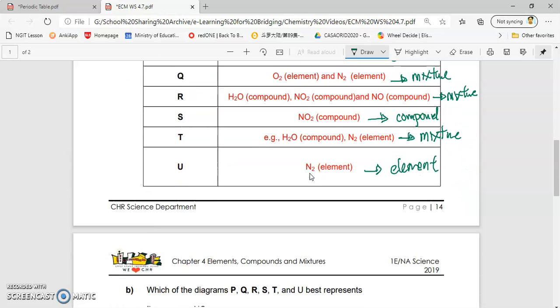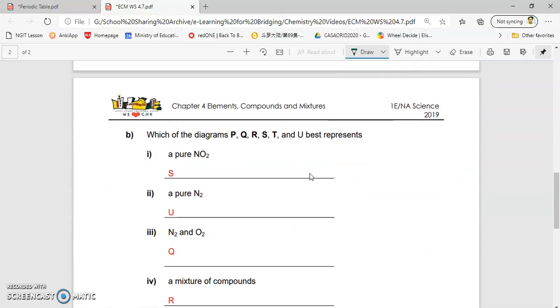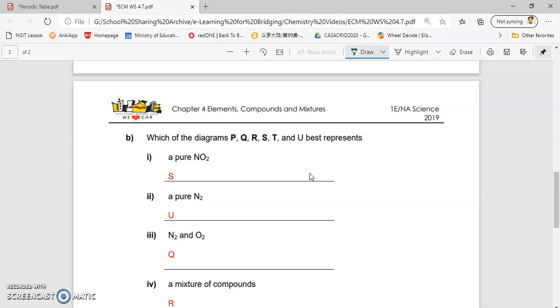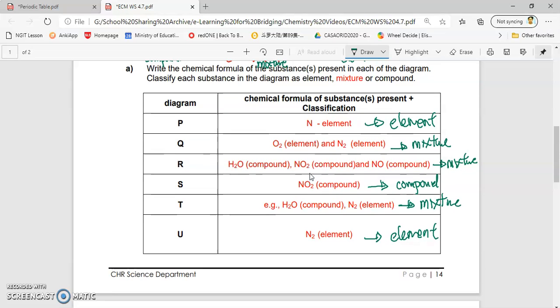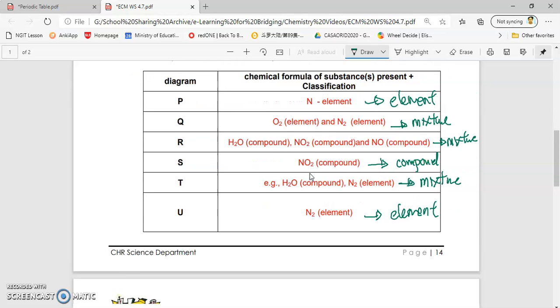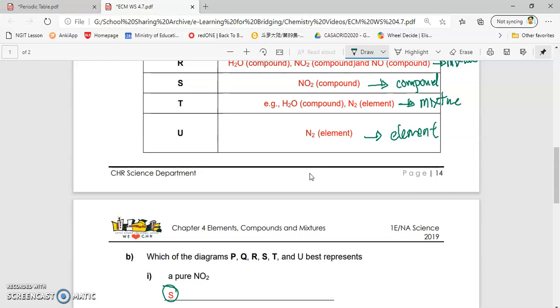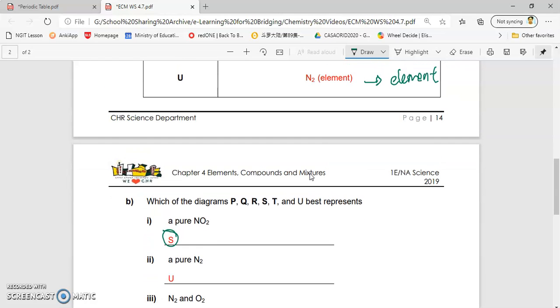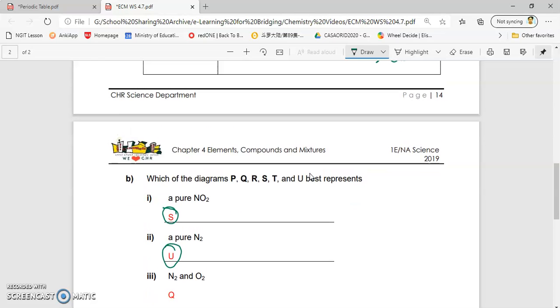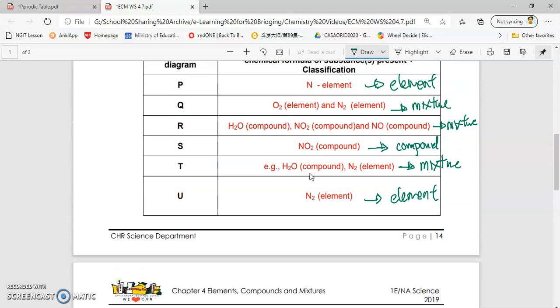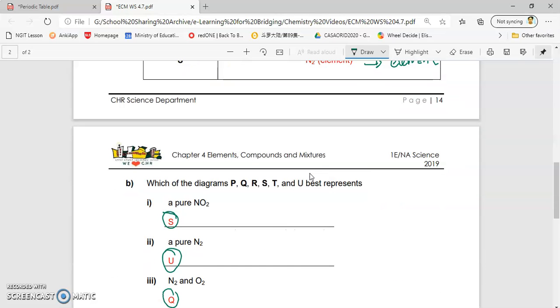Okay, so that's the front part. Now let's go on to the back. Which of the diagrams PQRST best represents pure NO2? Pure NO2 means it must consist of NO2 only. Therefore, the answer is S. Which is pure N2? Purely N2, it is U. Which one consists of N2 and O2? If you look at all the diagrams here, Q is the one that consists of O2 and N2 only. So this will be Q.